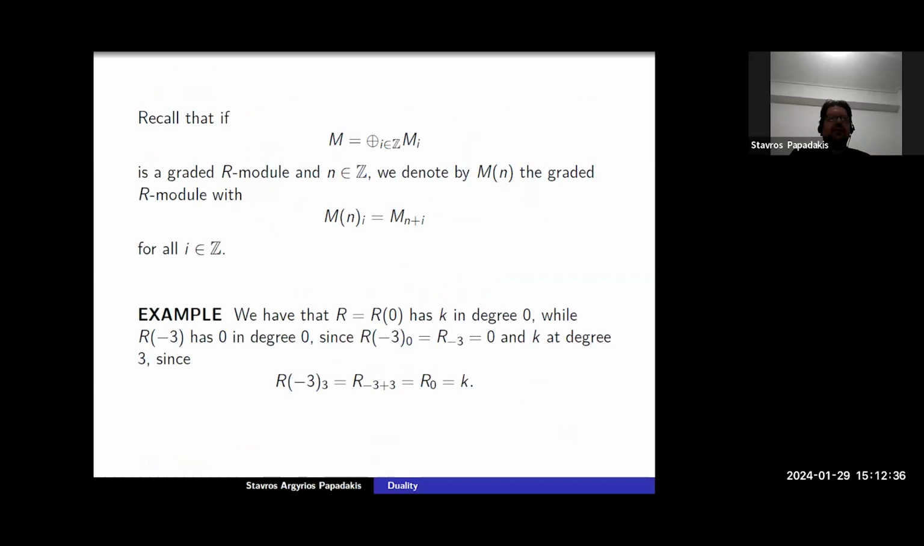We will use some standard notations about graded modules. We will use the notation of shift: if we have a graded R module, or graded S module, we can just shift it, which is the same module, but with degrees changed according to the formula on the slide. For example, the ring itself, R shifted by zero, has the field in degree zero for obvious reasons. If we go to R(-3), this has zero in degree zero, and the field K has moved to degree three.